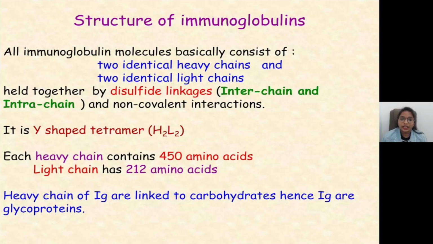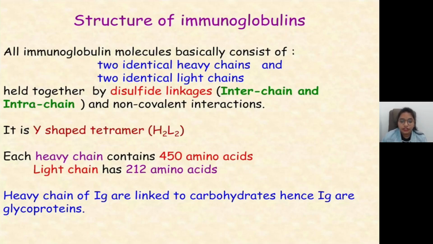So now we can discuss the structure of the immunoglobulins. All immunoglobulin molecules basically consist of 2 identical heavy chains and 2 identical light chains. They are held together by disulfide bonds, or disulfide linkage, interchain or intrachain, or they can bind with non-covalent interaction, right? It is a Y-shaped tetramer, meaning H2L2. The heavy chain has 450 amino acids, whereas the light chain has 212 amino acids.